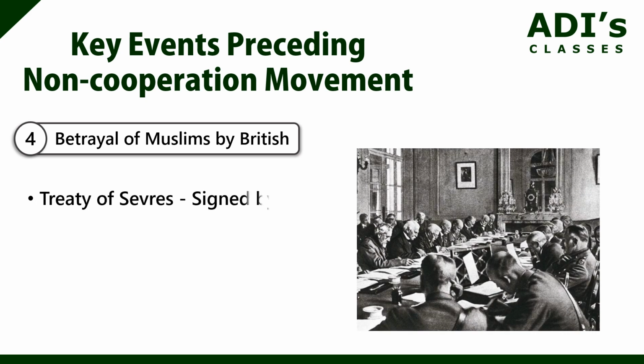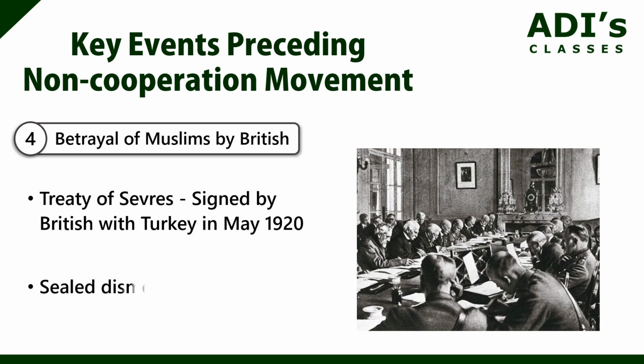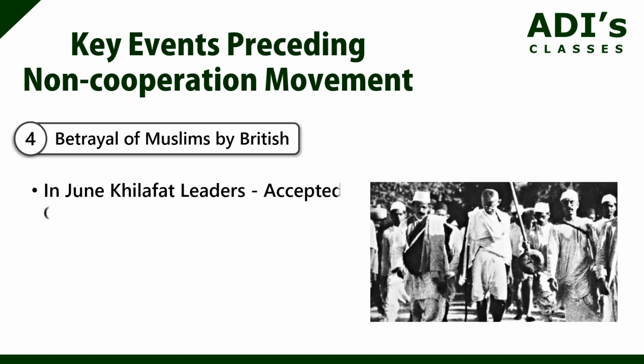The Treaty of Sevres was signed with Turkey by the British in May 1920. This sealed the dismemberment and the fate of the Turkish Empire. In June, the Khilafat leaders, who were representatives of the Indian Muslims, agreed to Gandhi's idea of non-cooperation movement.